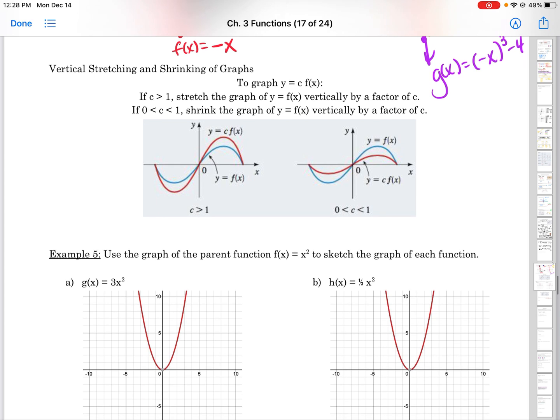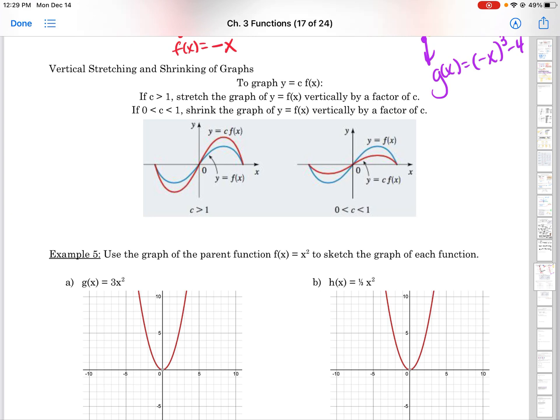We can also have vertical stretching and shrinking, and that's going to be multiplying by a number. So if the number we multiply by on the outside is greater than 1, we are going to stretch our graph vertically. It's almost like taking, I don't know if they make silly putty anymore, but maybe gum, right? And you pull it apart, you're stretching it. If it is a fraction between 0 and 1, it is going to shrink the graph vertically. So it's almost like somebody stepped on our graph and it gets squashed.